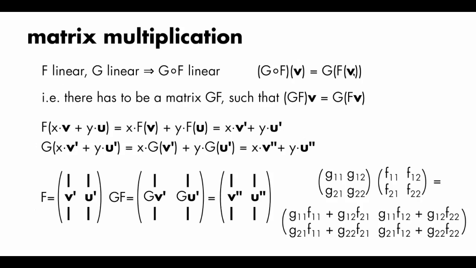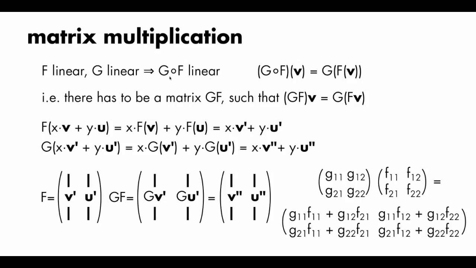You apply F to some vector, and you get a resulting vector. And you apply G to that vector. So you just send a vector through two functions, one after the other. And if we write the whole thing as a function, we can say, okay, G after F is this function, which is the same as sending V first through one function and then through the other.